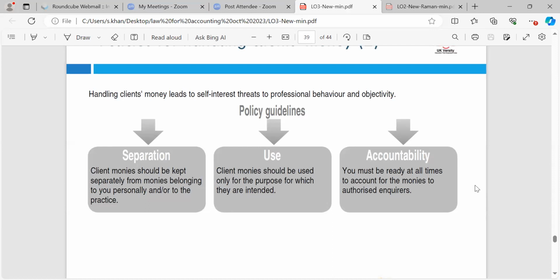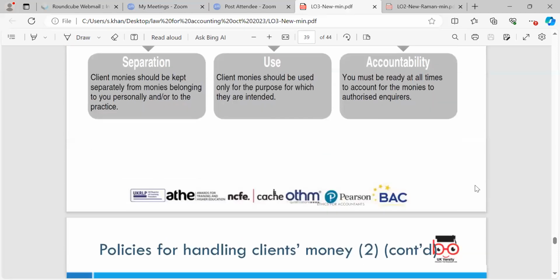So the policy guidelines are that there must be a separation. Clients' money should be kept separately from monies belonging to you personally or to the practice. Clients' money should be used only for the purpose for which it is intended. And on accountability, you must be ready at all times to account for the monies to authorised enquiries.